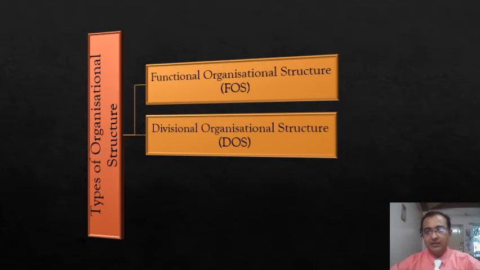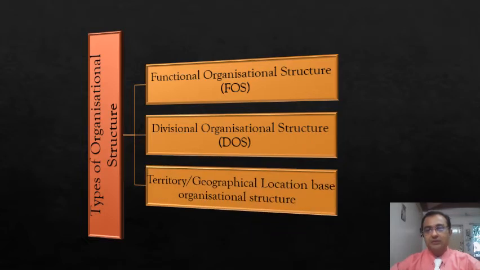Second, divisional organizational structure, which is known as DOS. Third one, which is not there in the current year's syllabus, but we will only list the name of that type. So if it is asked in the MCQ or objective types, you can reply to that question. That is territory or geographical location based organizational structure.